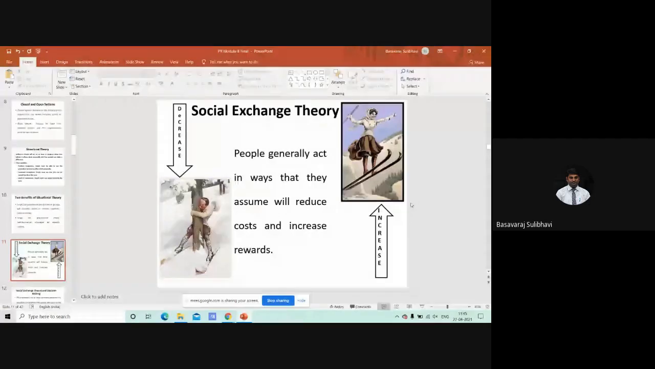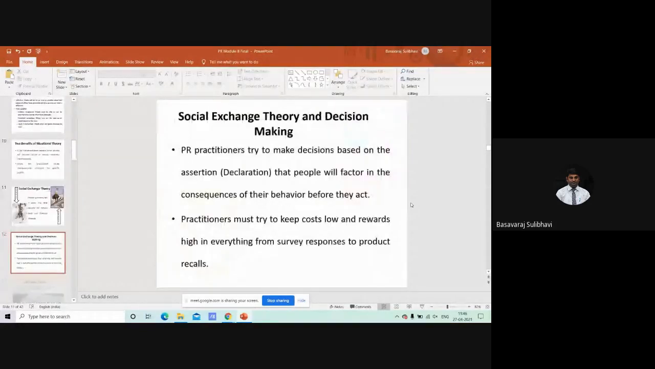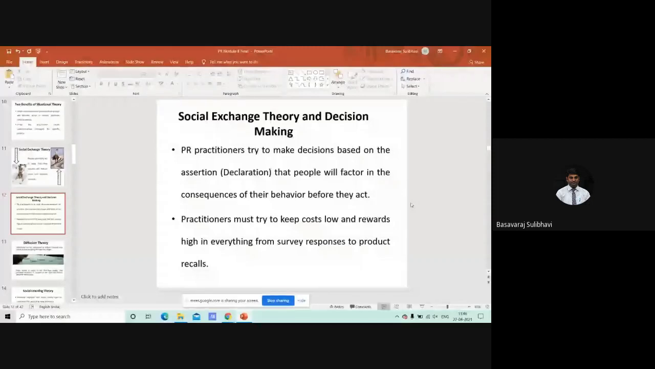Then we have the idea that people generally act in ways that they assume will reduce cost and increase reward. So the action of the public depends purely on how best they can reduce the cost and how best they can increase their rewards. This purely depends on give and take policies, right? So we have social exchange theory and decision making. How are the social exchange theory and decision making related?